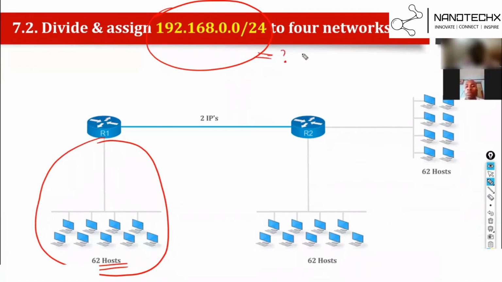How many hosts will it give us? Number of hosts are 2 raised to power 32 minus given mask, right? So it is equal to 2 raised to power 32 minus 24, which is 2 raised to power 8, which gives us 256 IP addresses. So total, how many IP addresses do we have in here?